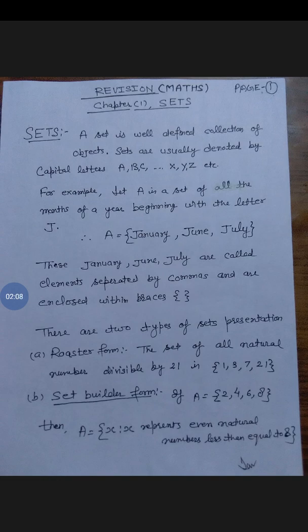Now the next concept is set builder form. What do you understand by set builder form? Suppose a set contains four elements 2, 4, 6, 8. Then A equals x such that x represents even natural numbers less than or equal to 8. So here in the set builder form, you will write a statement in this form: A is equal to x such that x represents an even natural number less than or equal to 8. The 2, 4, 6, 8 that we had, you have written it in a statement.